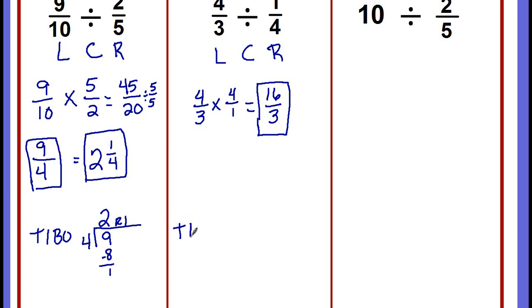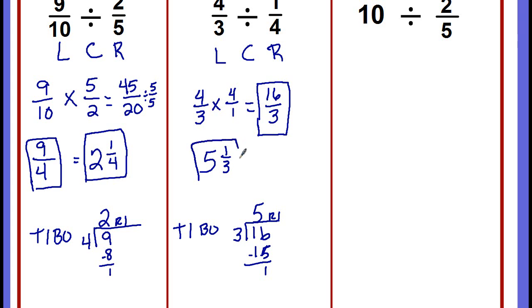Now we can do our T-bow and change it to a mixed number, top in, bottom out. 3 goes into 16 5 whole times, which is 15. My pen's not working really good. And I have a 1 remainder. So my improper fraction would be 5 and 1/3. I'm sorry, my mixed number would be 5 and 1/3.